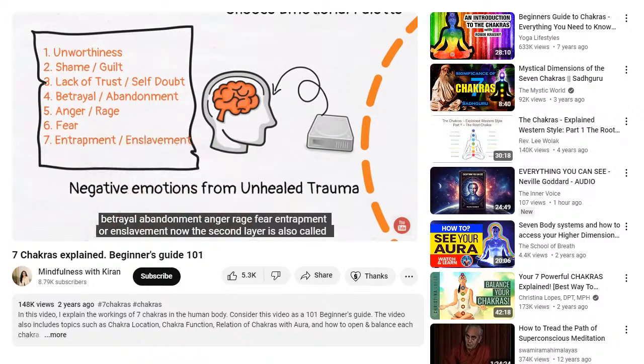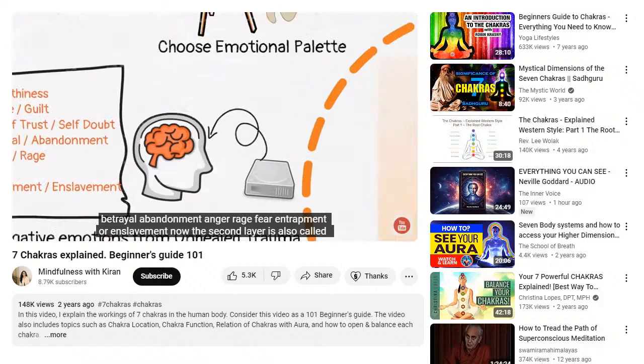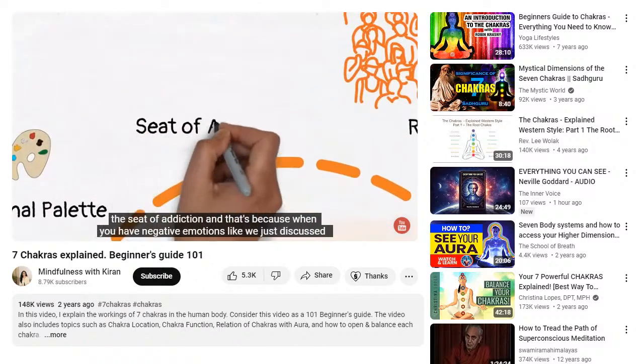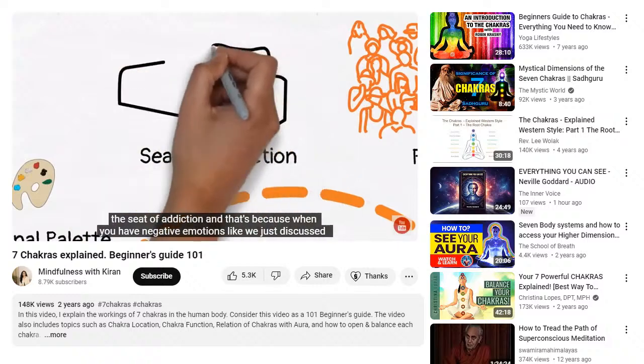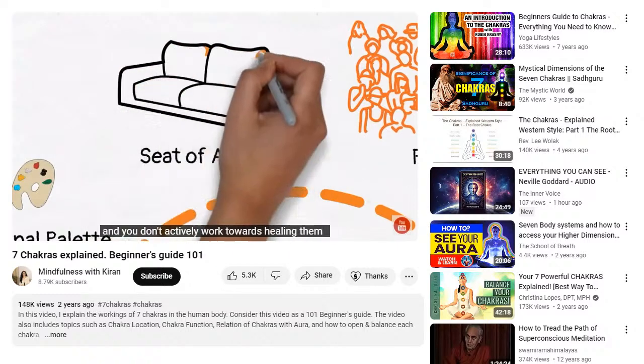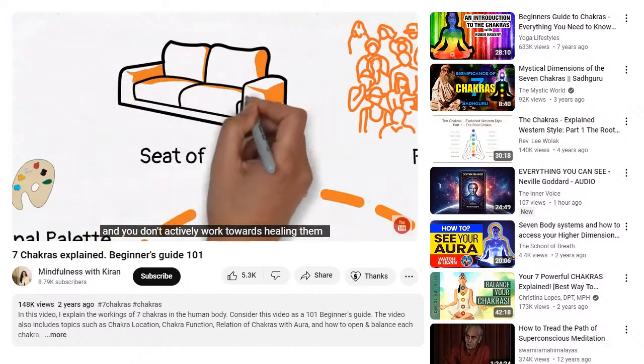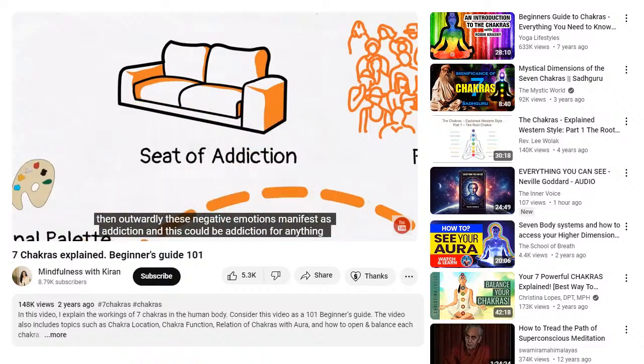Now, the second layer is also called the seat of addiction. And that's because when you have negative emotions, like we just discussed, and you don't actively work towards healing them, then outwardly these negative emotions manifest as addiction. And this could be addiction to anything. It could be for food, for money, for sex, for power, for control.